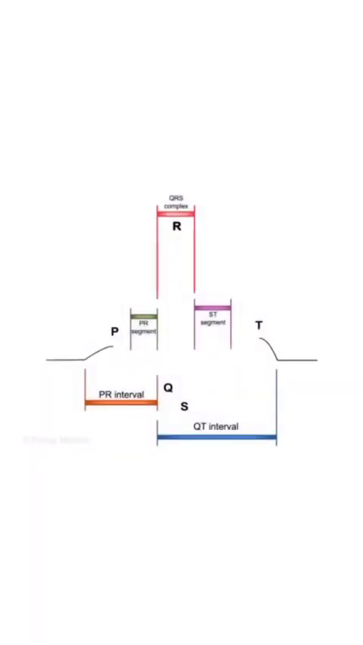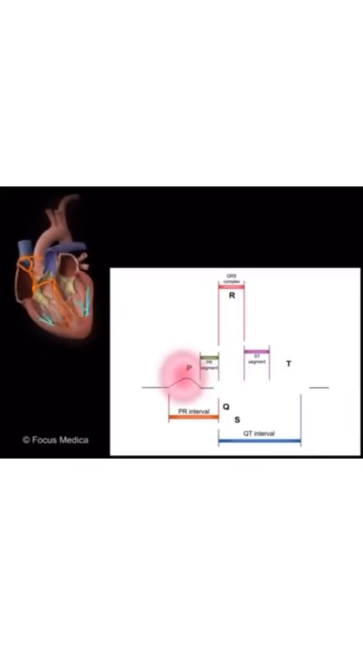The ECG is an electrical signal consisting of a P wave, QRS complex, and T wave. The P wave is a reflection of atrial activity. The QRS complex and the T wave reflect the ventricular activity.